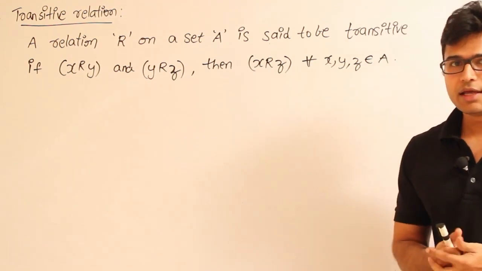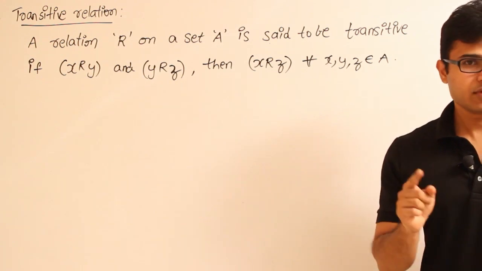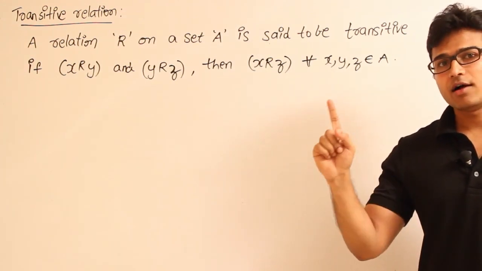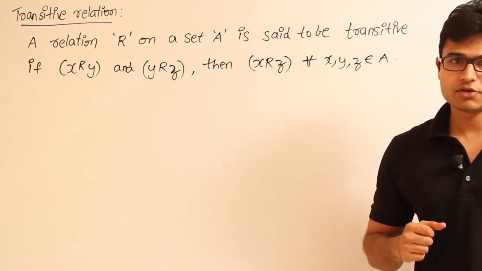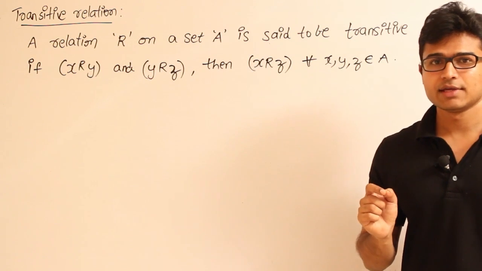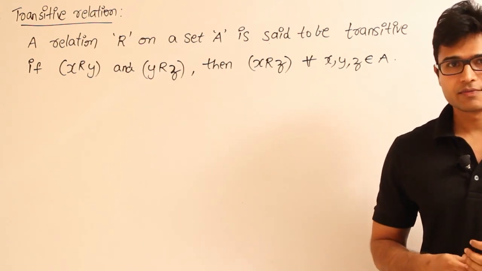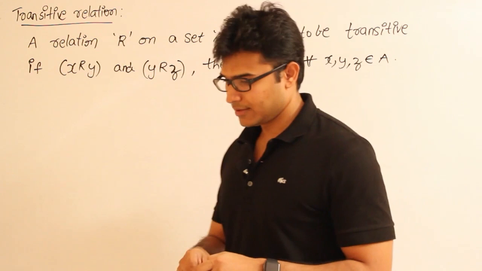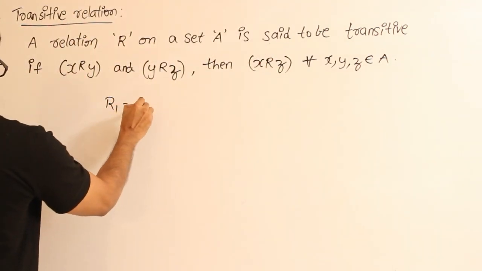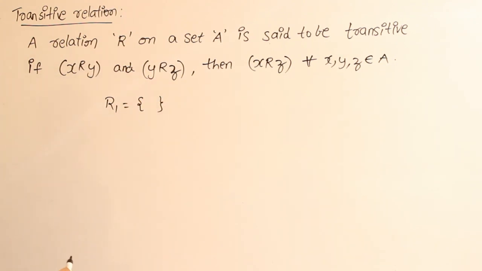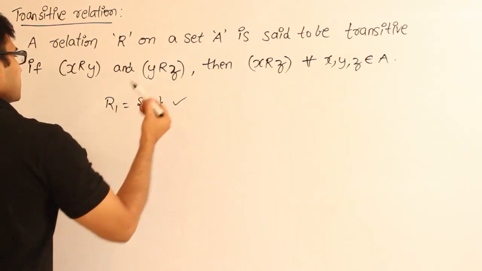So are you following it? Only if you have elements of type x comma y and y comma z, then you should verify whether it fails to be a transitive relation or not. If you don't have any such elements, then every relation is transitive. So with examples you will understand it. Now let us say R1 is simply the empty set. There is no x comma y and y comma z. If there is no such pair, then we can directly declare that it is transitive. So this is definitely a transitive relation.